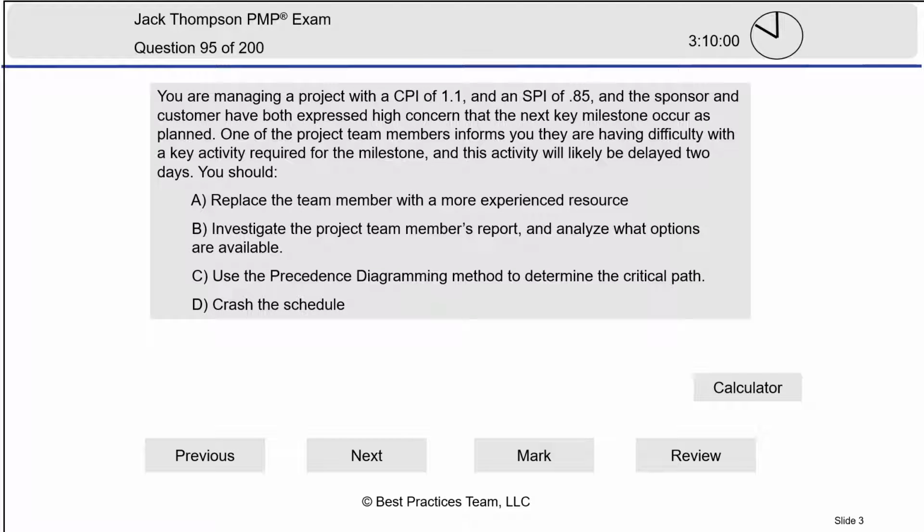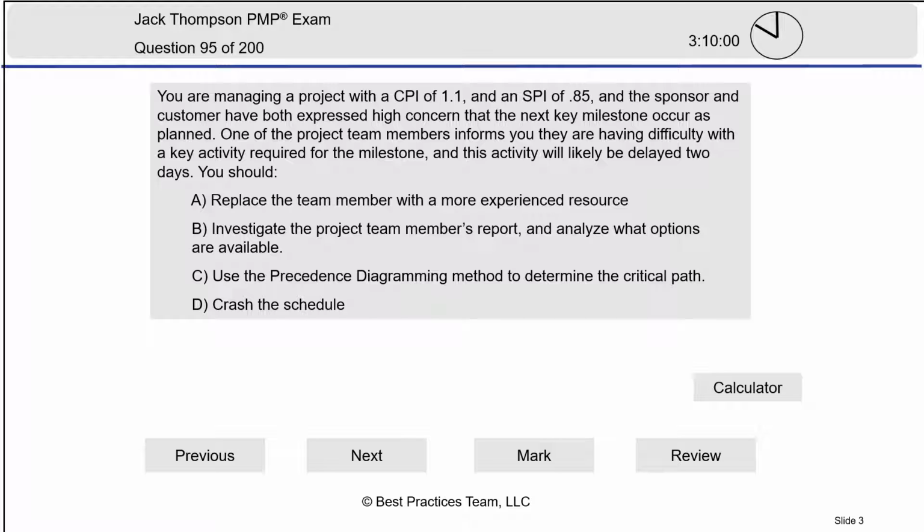One more type of question that's commonly on the exam. Let's go through this one. You're managing a project with a CPI of 1.1 and an SPI of 0.85. So these are both key indices that are used in earned value. More about that later in the section on earned value. Here's a quick preview. CPI stands for Cost Performance Index, and SPI stands for Schedule Performance Index.